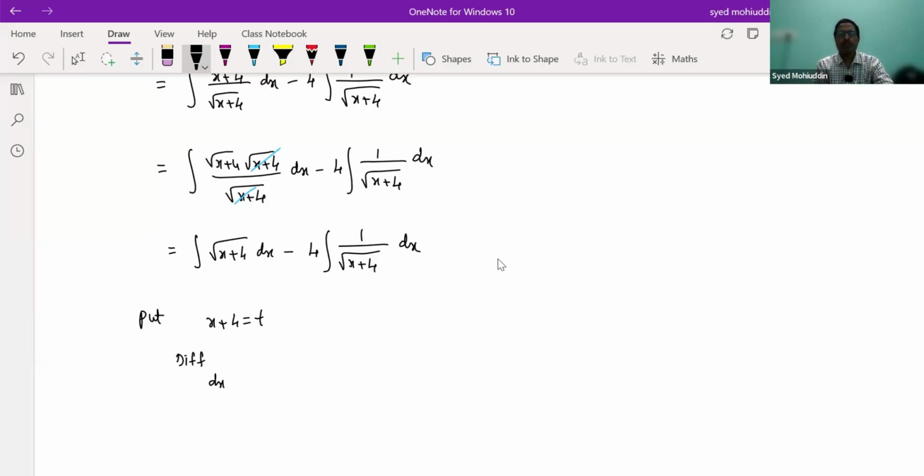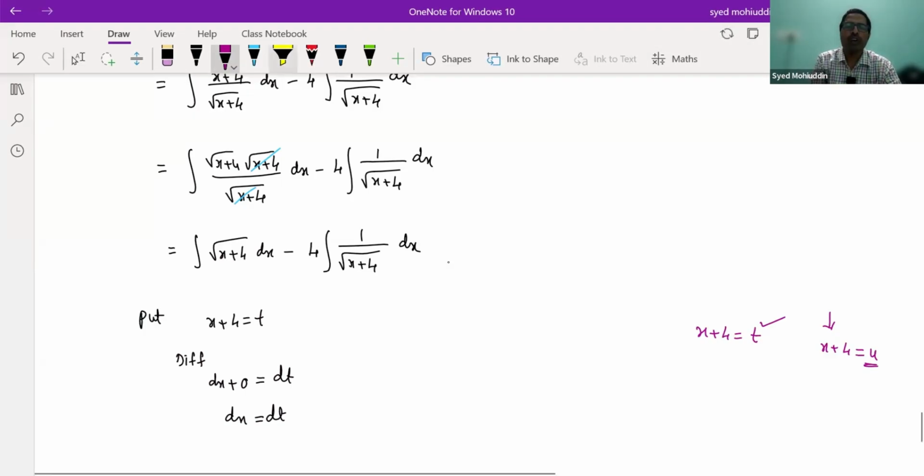The derivative of x plus 4: 4 is a constant, so its derivative is 0, which equals dt. For x plus 4 we are taking it as t. If you want, you can even take x plus 4 to be u, but since for all the problems we are using t, we'll continue with t itself. Here, because both the values, x plus 4 and x plus 4, are the same, I can take only one t for both.